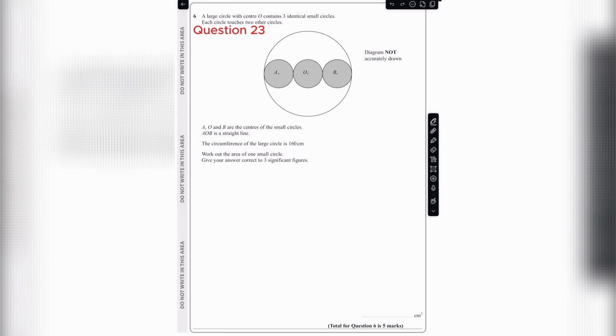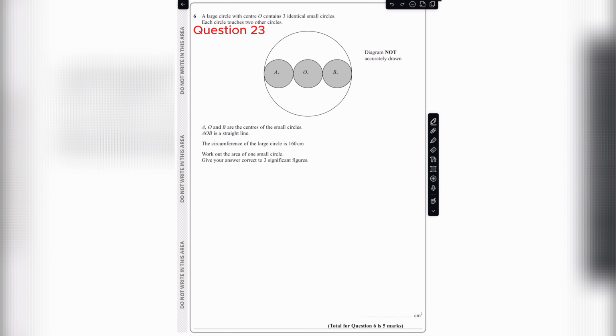In question 6, we are told that a large circle with center O contains 3 identical small circles. Each circle touches 2 other circles. A, O, and B are the centers of the small circles. AOB is a straight line. The circumference of the large circle is 160 centimeters. Work out the area of one small circle.